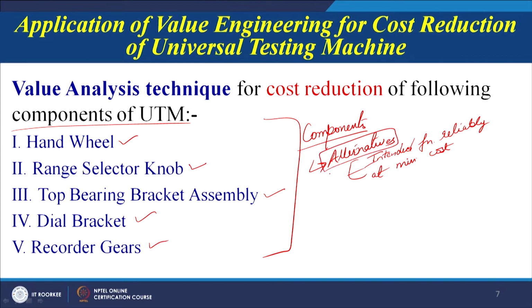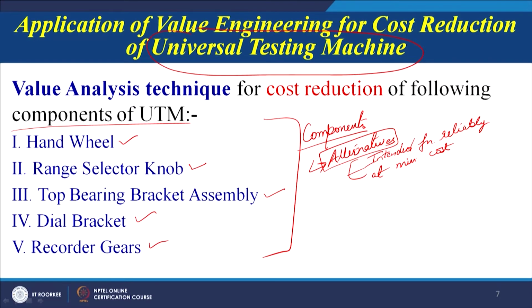Whenever we talk of a product, we have seen blast, create and refine, which means that this total universal testing machine, first we have to divide into the components on which we are going to focus. On these components we will look for their alternatives, and from the alternatives we will select the one which will perform the intended function for which the component is being used, reliably, without compromising the quality, performance or serviceability, at the minimum cost.